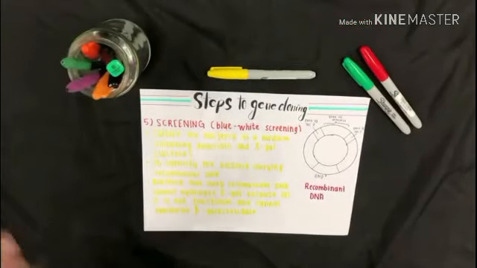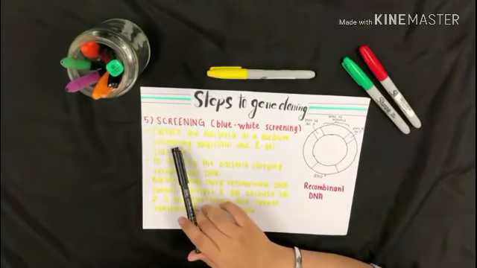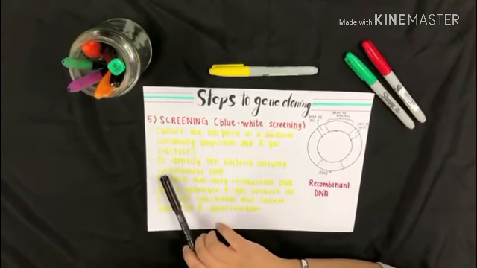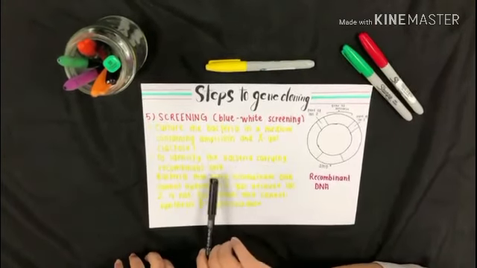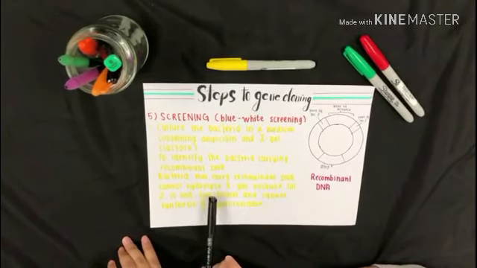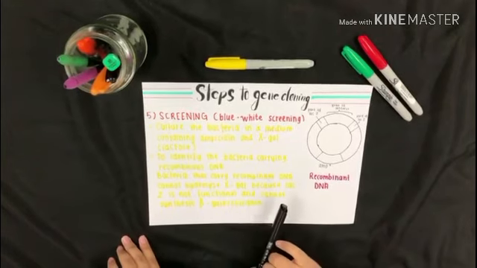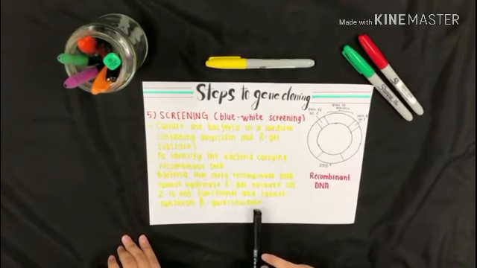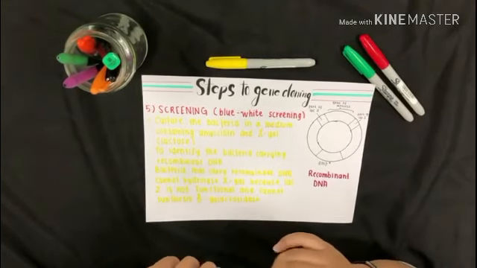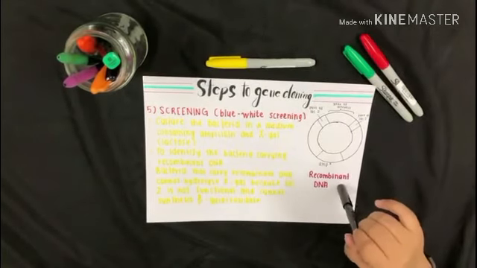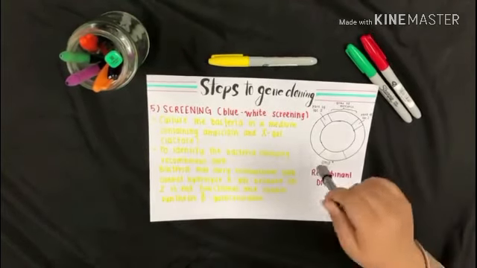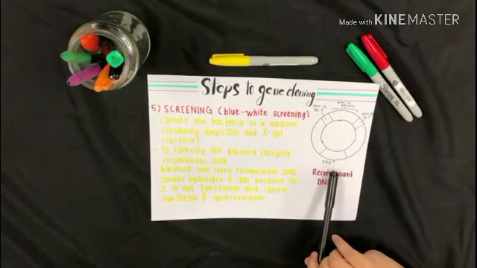The last step for gene cloning is screening. Culture the bacteria in a medium containing ampicillin and X-gal. To identify the bacteria carrying recombinant DNA: the bacteria that carry recombinant DNA cannot hydrolyze the X-gal because LacZ is not functional and cannot synthesize beta-galactosidase. The bacteria that don't have recombinant DNA will not survive the ampicillin as they do not have the ampicillin resistance.